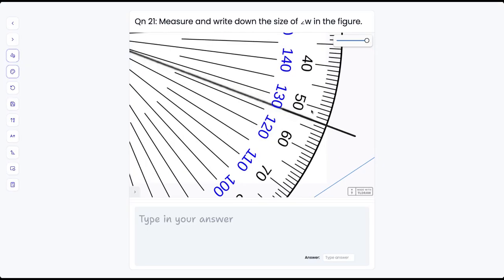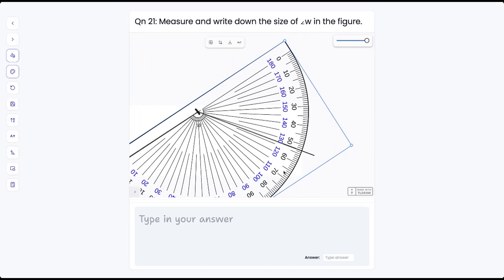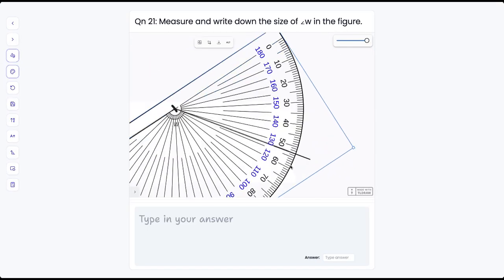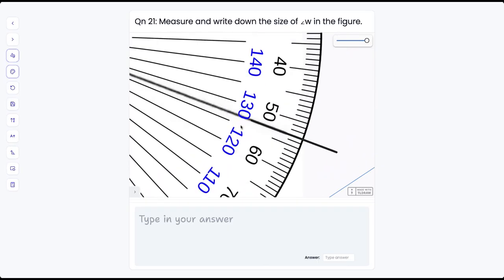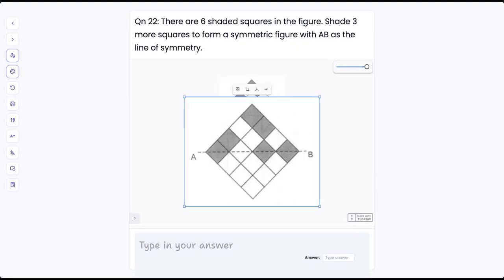The angle is not 50, it's more than 90 degrees because it's a big angle. That's what you see over here. So then you can just measure. This should be 125, 6, and 7. So in this case, 127 degrees. All right, that's it. Let's move on to the next question.